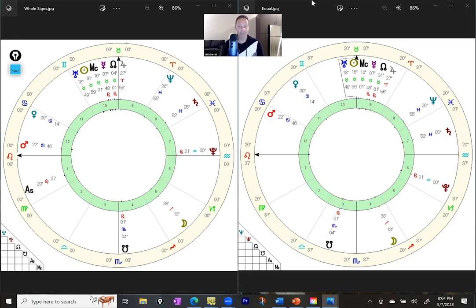And so again, these are just 4 examples. These are the ones that I use the most. I don't really use equal house. It's more whole signs, Placidus, and Porphyry. But I'd say these are the 4 most heavily used. There's plenty of others out there. So if you are curious, you can look the other ones up, understand how the energies are drawn, how the houses are done, and you can feel into it for yourself.